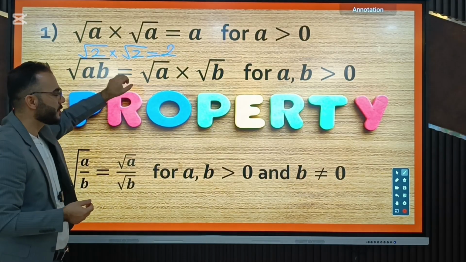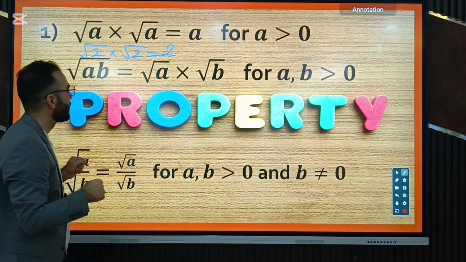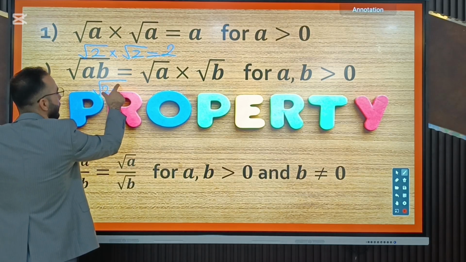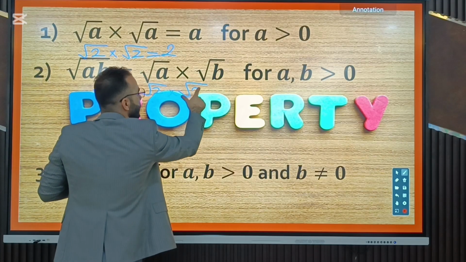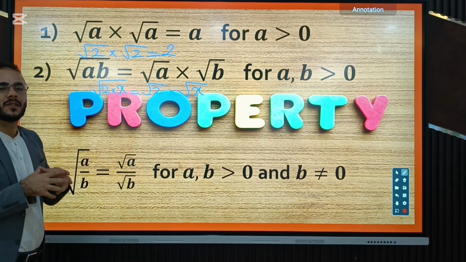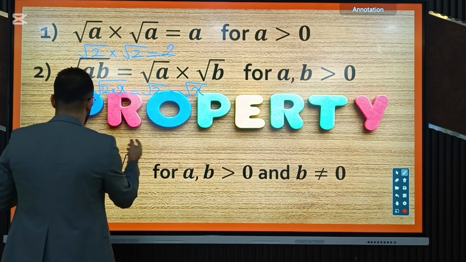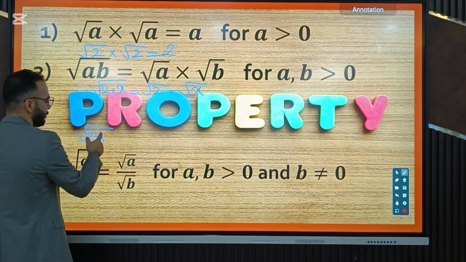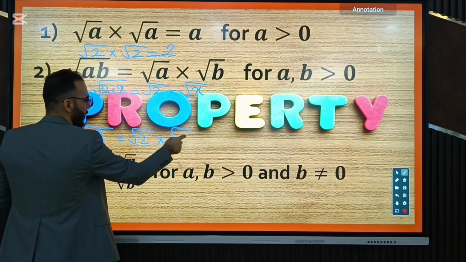For example, the square root of a times b. We can separate these two numbers into different square roots. For example, the square root of 2 times x is equal to the square root of 2 times the square root of x. Since we have a product here, we can separate them into different square roots and then multiply them. A numerical example can be 2 times 9. So it can be written as the square root of 2 times the square root of 9.